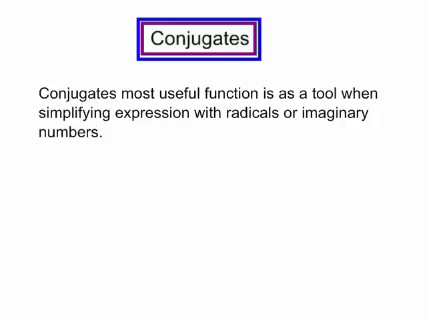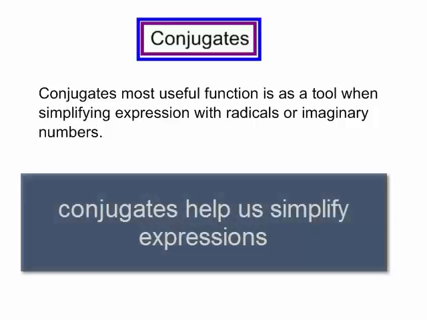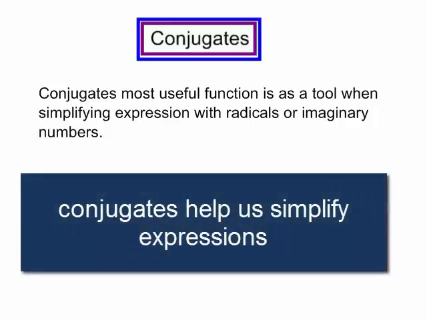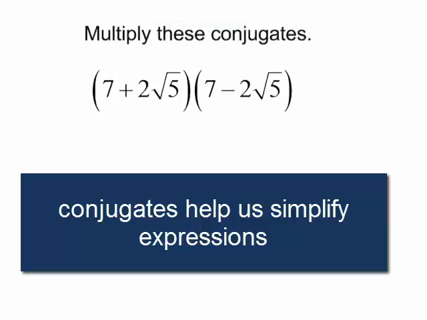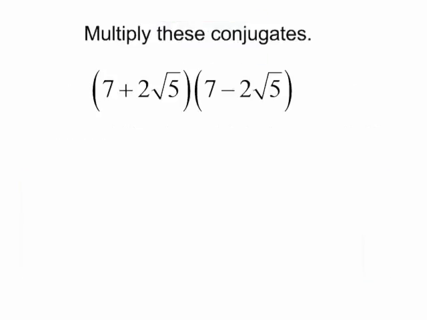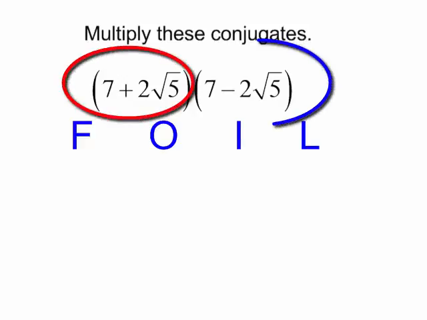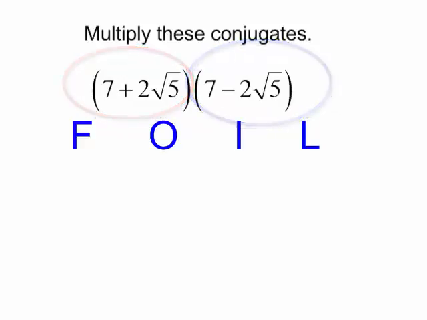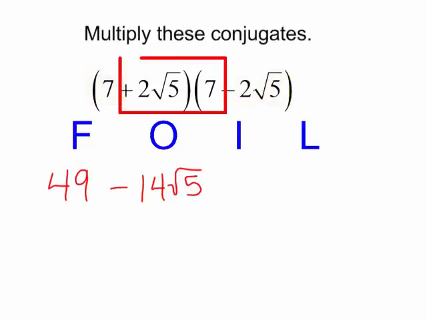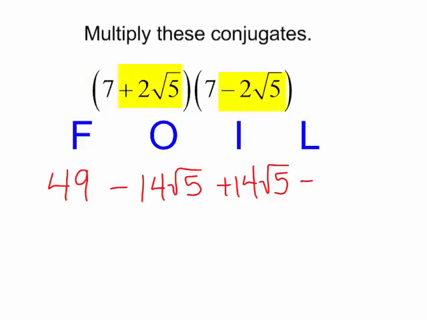Okay, one of conjugates' most useful functions is as a tool when simplifying expressions involving radicals or imaginary numbers. Let's multiply these conjugates, 7 plus 2 radical 5 and 7 minus 2 radical 5. Well, I am multiplying two binomials. I could use FOIL. I could multiply the first terms. I could multiply the outer, the inner terms. And when I multiply the last terms, I will get negative.